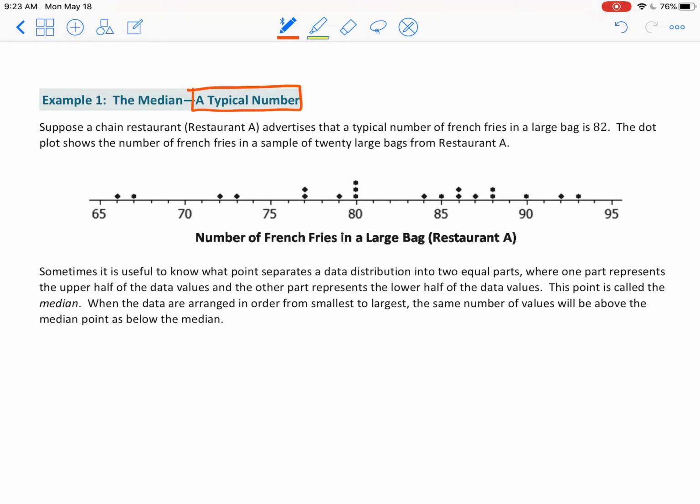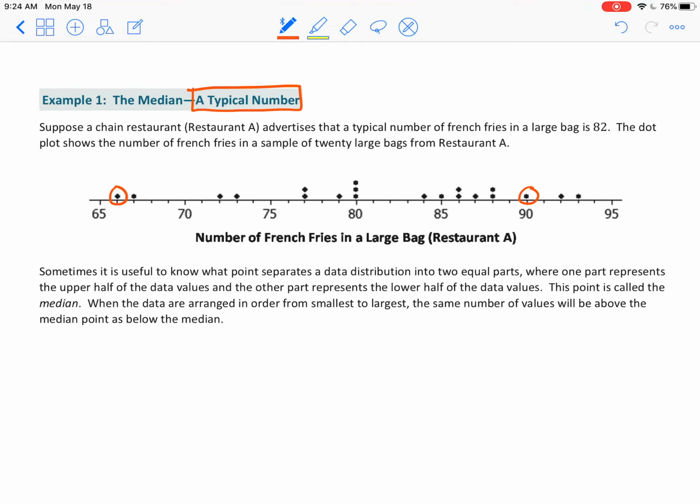But the dot plot shows the number of French fries in a sample of 20 large bags from Restaurant A. So when somebody actually went in and bought 20 orders of large French fries, they didn't all have exactly 82 fries in them. Some of them had 66, as we can see by this dot right here. One of them had 90, which is represented by this dot up here. Not all of them have 82. So where did this typical number of 82 come from?